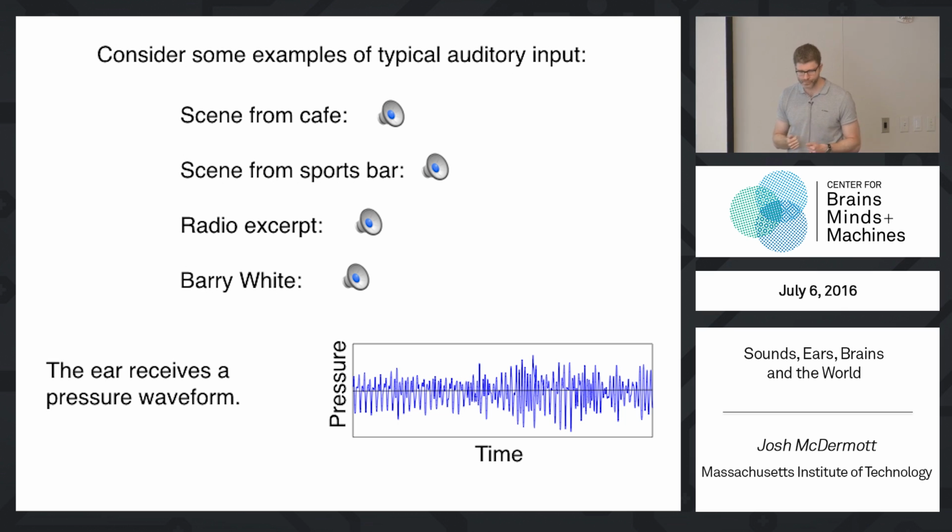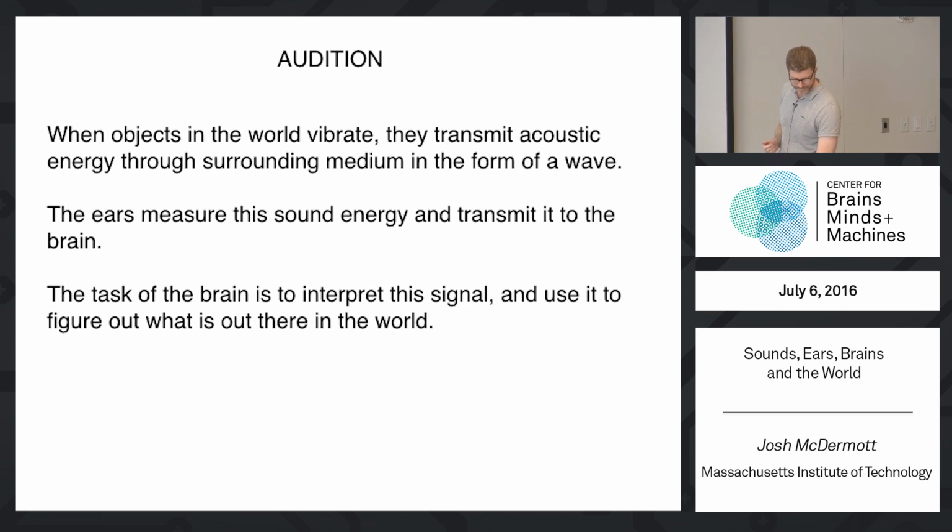All right. So that's the problem of audition. When objects in the world vibrate, they transmit acoustic energy through the surrounding medium, usually air, in the form of a wave. And the ears are devices to measure this sound energy and transmit it to your brain. And the task of your brain is to interpret this signal and to use it to figure out what's out there in the world.